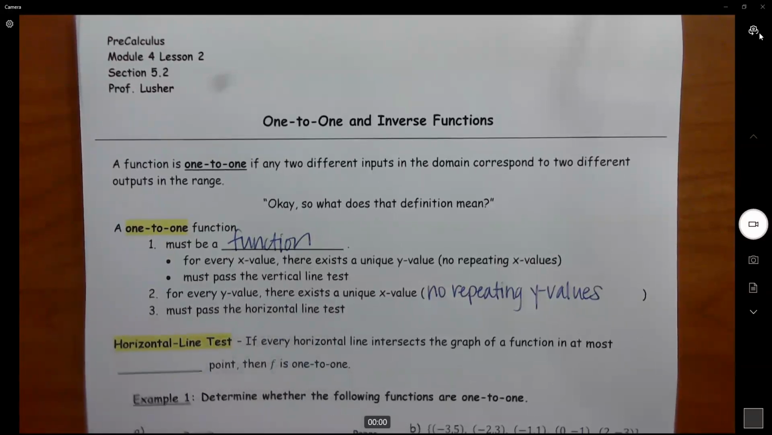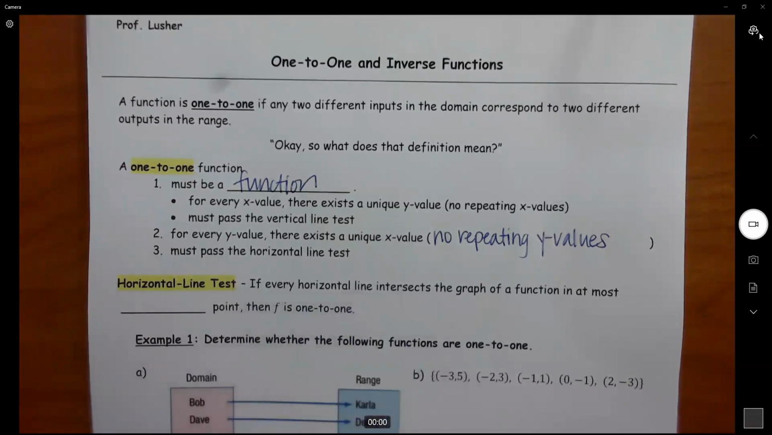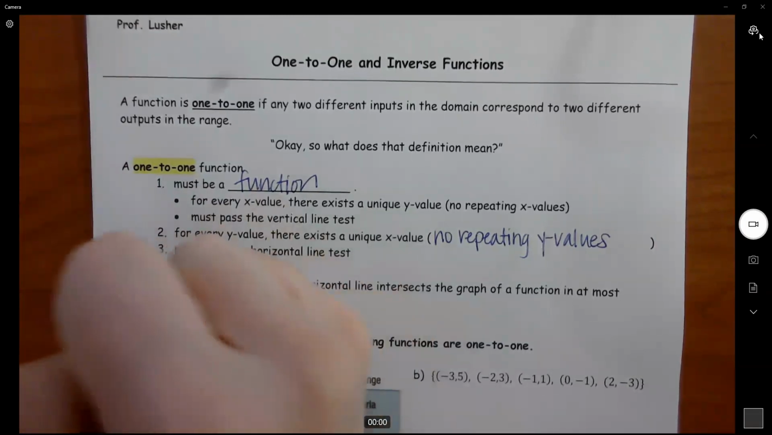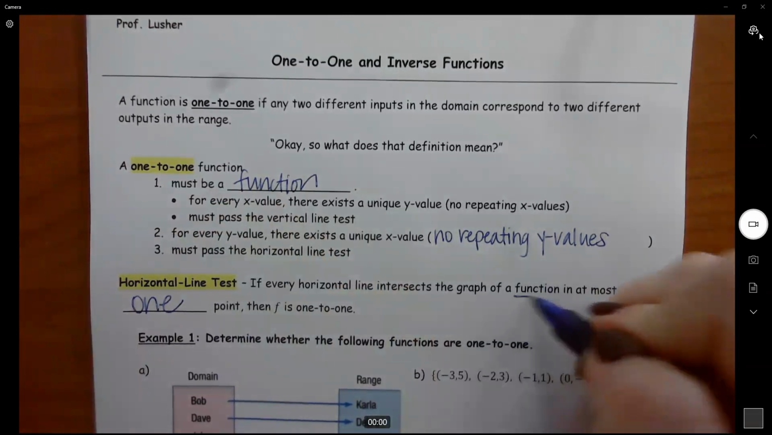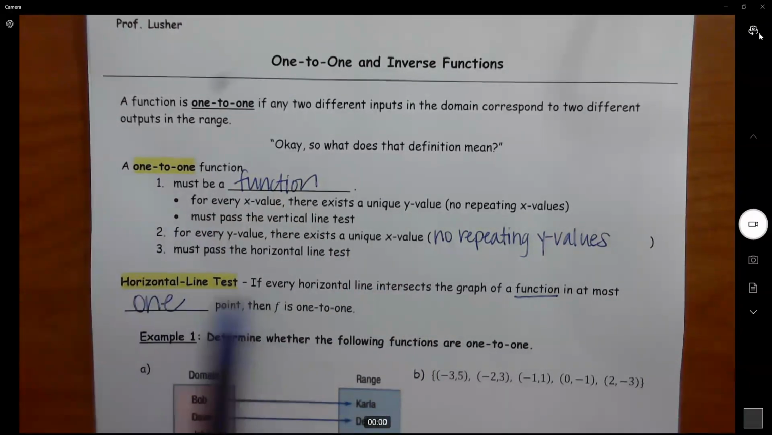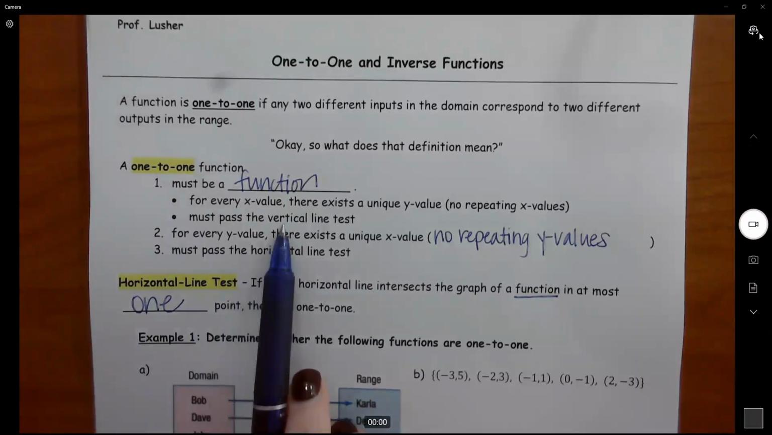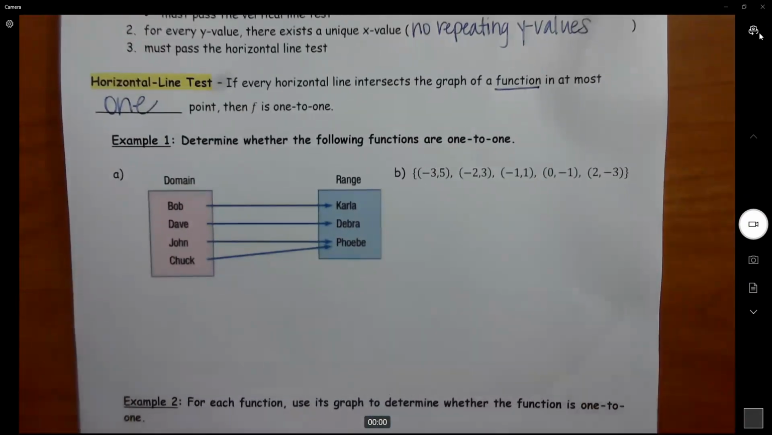So what is the horizontal line test? If every horizontal line intersects the graph of a function in at most one point, then my function f is one-to-one. Again, for it to pass that horizontal line test, it must be a function. So it needs to not only pass a horizontal line test, but it also needs to pass a vertical line test. So example 1, determine whether the following functions are one-to-one.